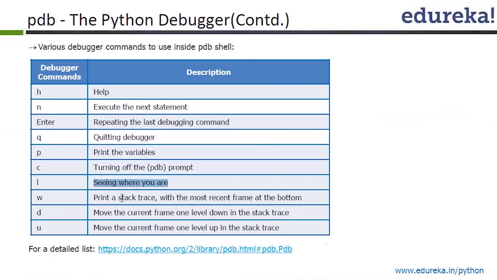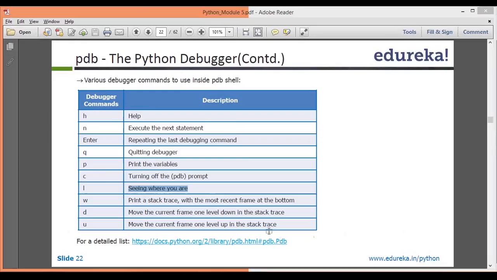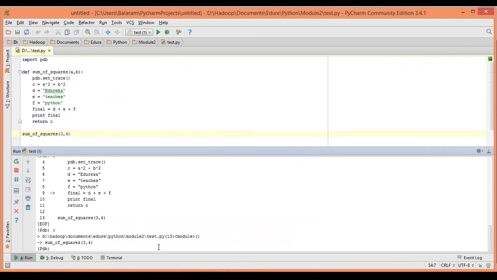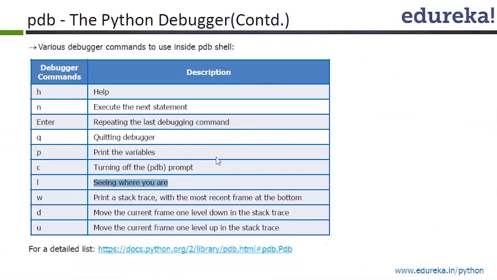W prints a stack trace, D moves the current frame one level down in the stack trace, U moves the current frame one level up in the stack trace, and so on and so forth. So there are various options available with PDB which you can utilize when you are writing your program from the command line or IDLE.